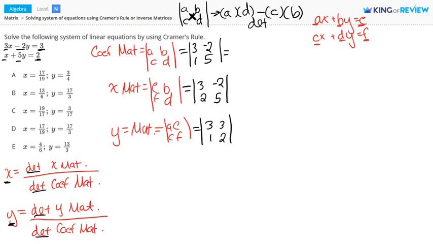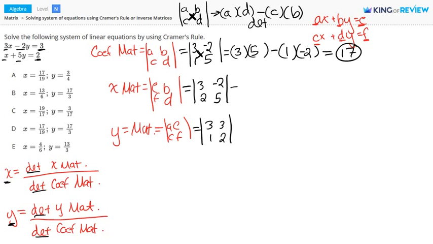So let's do that with the coefficient matrix. We start by taking the product of the entries in the main diagonal, that's 3 times 5, and then subtract the product of the entries in the other diagonal, 1 and -2. So 3 times 5 minus 1 times -2, and when you work this out, you get 17.